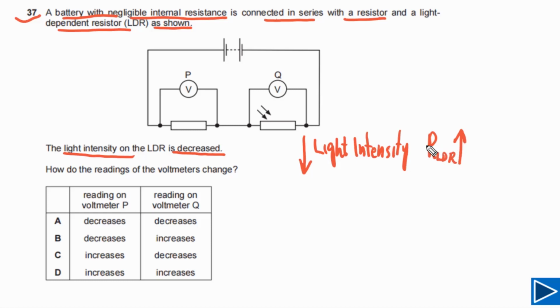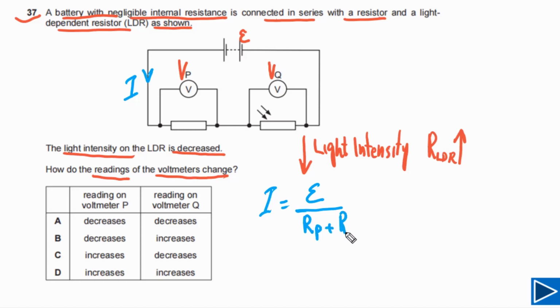If the resistance of the LDR increases, now we need to understand what is the effect on the voltmeter readings, meaning what is the effect on VQ and what is the effect on VP. This is what the question is asking us: how do the readings of the voltmeters change? Let's try to understand the effect on the current in the circuit. So I is the current in the circuit. We can simply calculate I by dividing the EMF of the cell by the total resistance, meaning the resistance of P plus the resistance of Q. Here RQ is the resistance of the LDR.